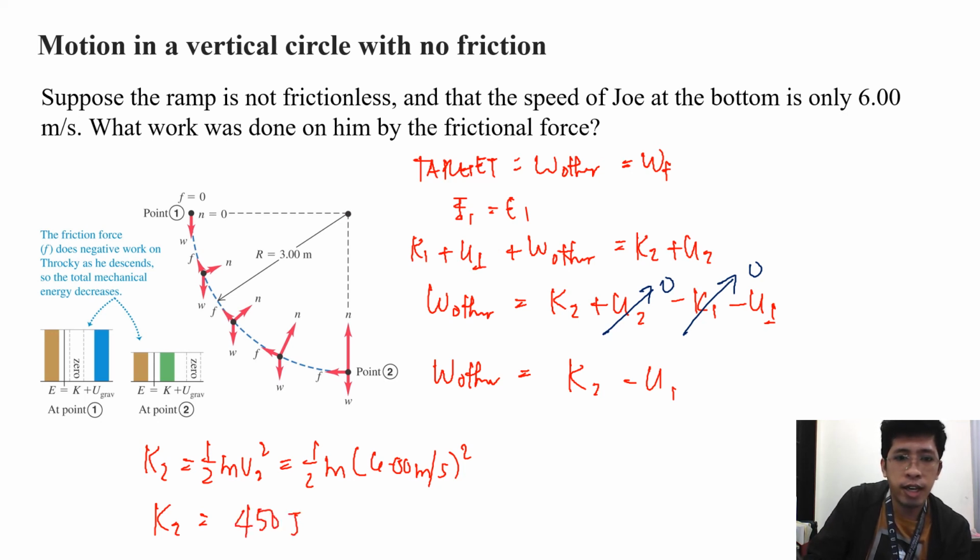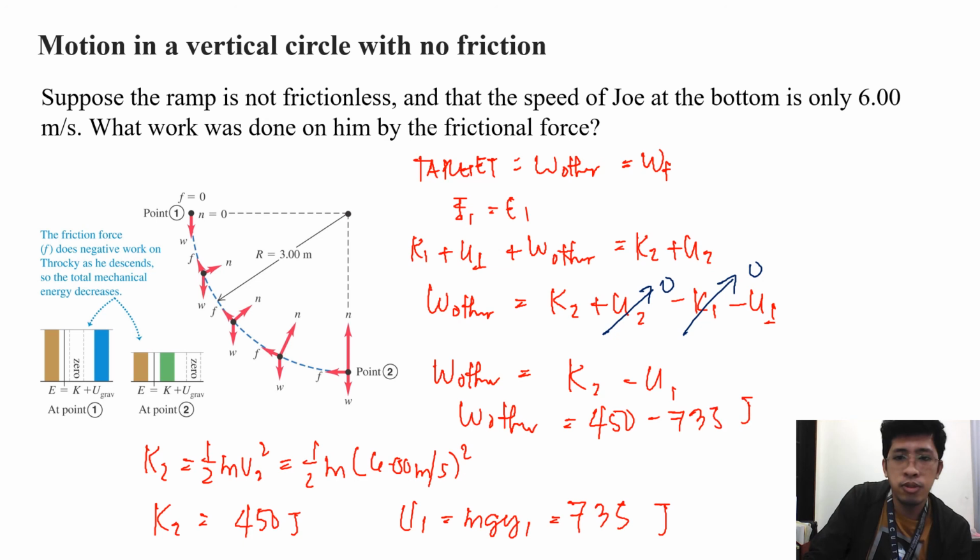On the other hand, your U1 is equal to mg y1. Of course, your y1 is equal to 3 meters, and you have U1 equal to 735 joules. We use this to find the work other. So you have 450 joules minus 735 joules, and you get a negative 285 joules. So your work other, or your work friction, is equal to negative 285 joules.